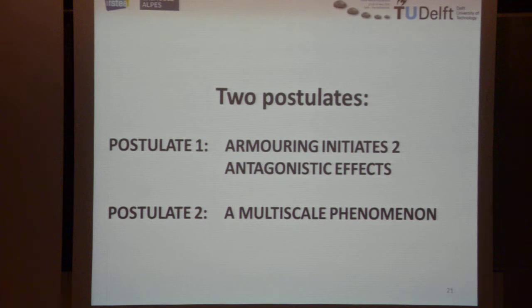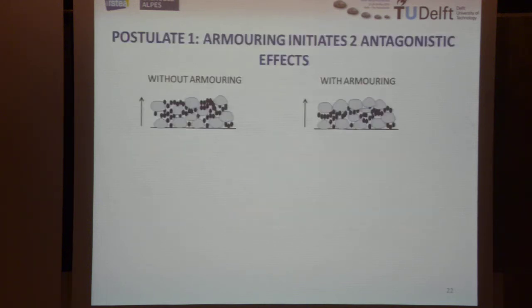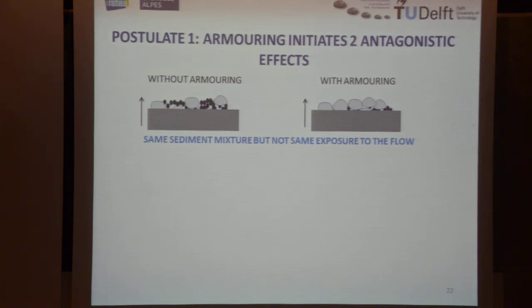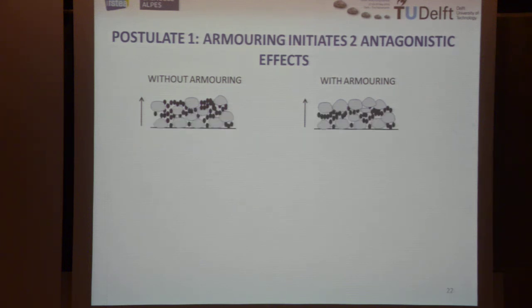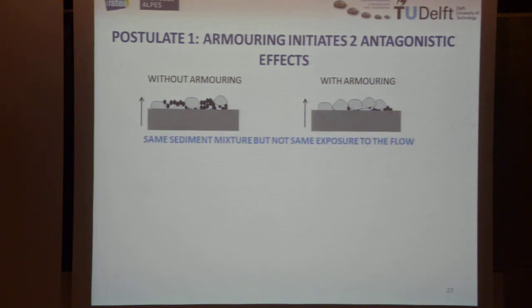So now we'd like to discuss two postulates. The first postulate is that armoring initiates two antagonistic effects, and the second postulate is that it is a multi-scale phenomenon. So, what are these two antagonistic effects? We can imagine a self-made bed, made by injecting sediment in a flow, and we can summarize by these two drawings what will be observed without armoring and with armoring.